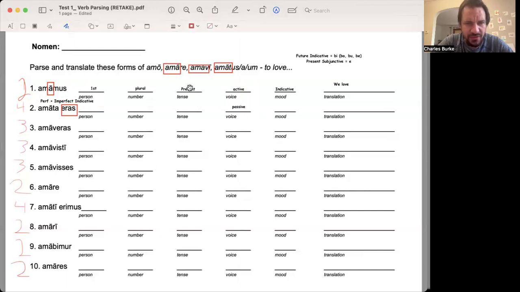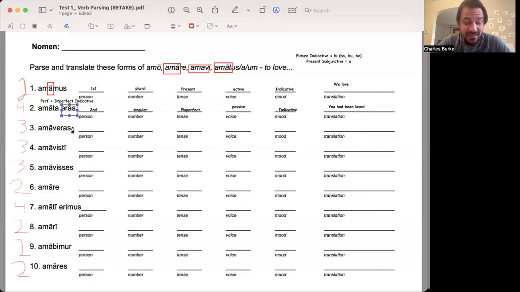Perfect plus imperfect. That's how you get your pluperfect. And then the eras is indicative, so we'll keep it indicative. The S tells me that it is second person and singular. So you, second person singular, had, pluperfect, been, passive, loved.